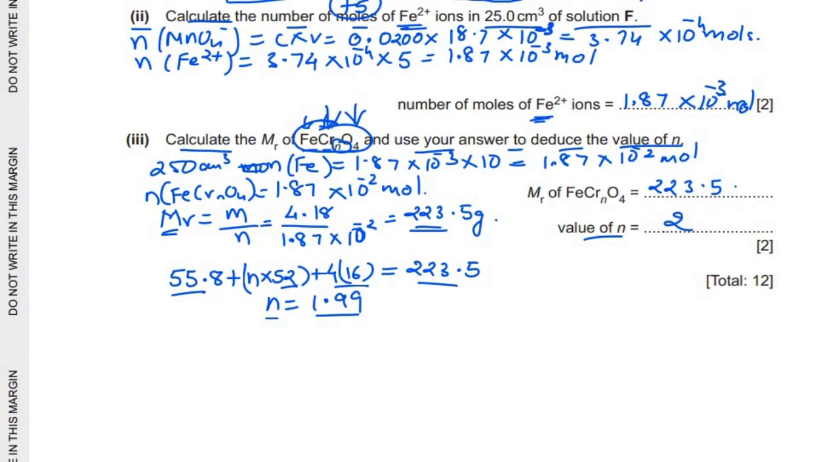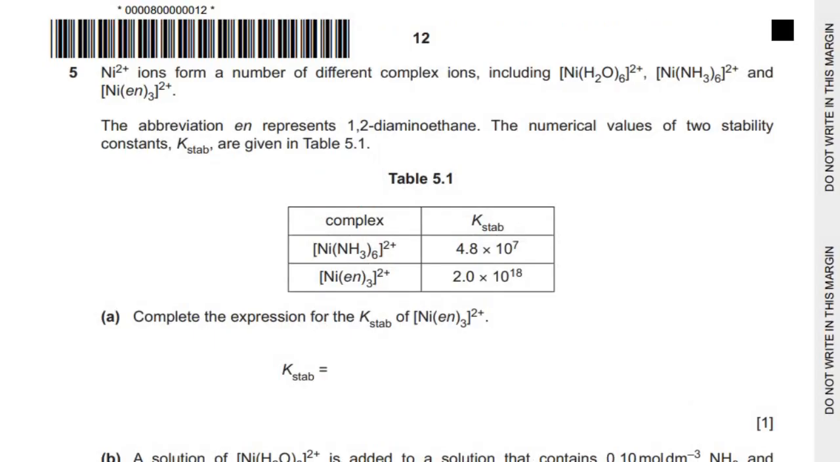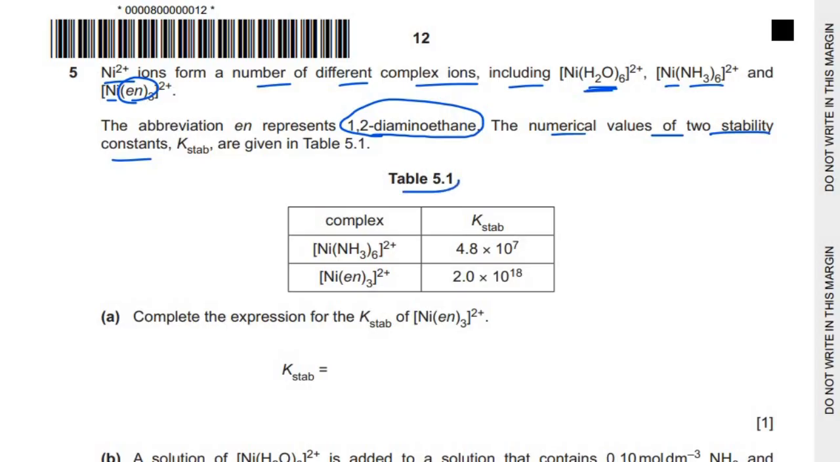Here question 4 ends, and let's go ahead with question 5. Now question 5: nickel's ion, that is Ni2+ ions, form a number of different complex ions, including this nickel with 6 water molecules, nickel with 6 ammonia ligands, and nickel with the en ligand, which is shown here. Now en represents 1,2-diaminoethane, which is given here. The numerical values of the two stability constants are given in table 5.1.